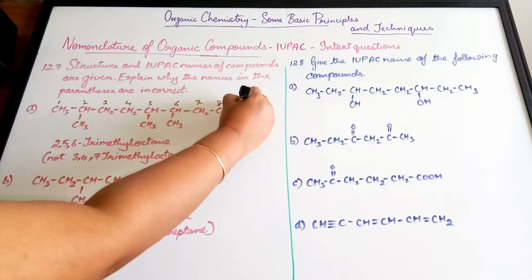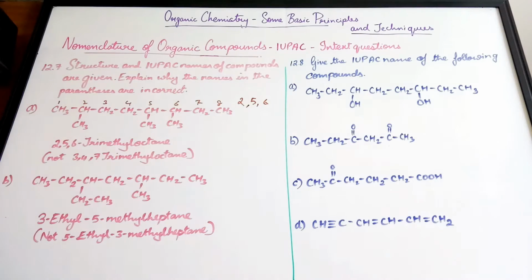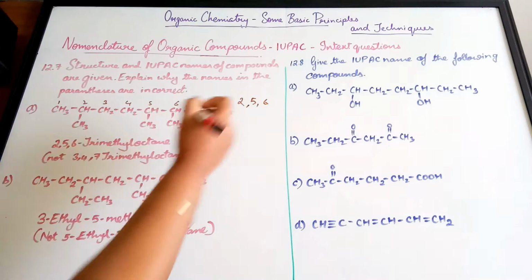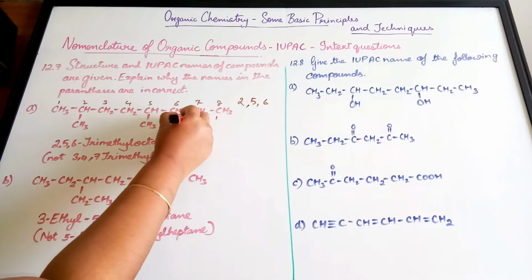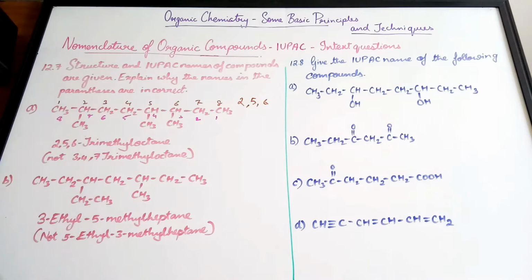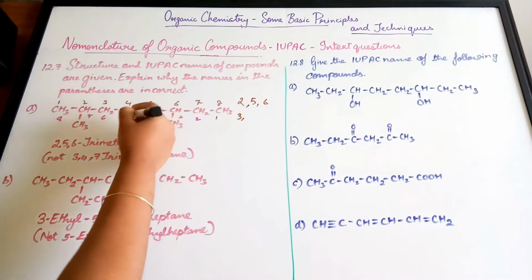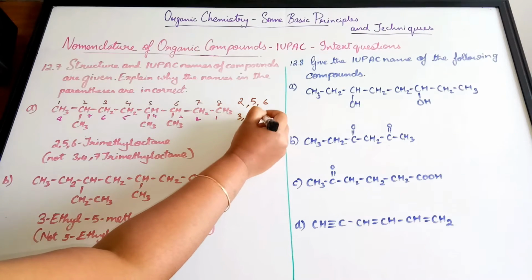The reason there are two different names which are possible is because you have the second, the fifth and the sixth position, whereas this is going to be at the third, the fourth and the seventh position.